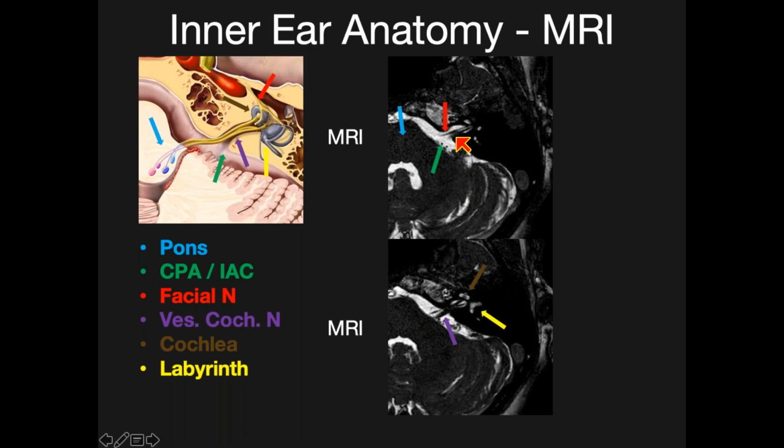So the facial nerve anteriorly, the vestibulocochlear nerve going all the way, the cochlear nerve going into the cochlea. This is the vestibule, quite nicely shown. And between the MR and the CT, you can see these structures very well.